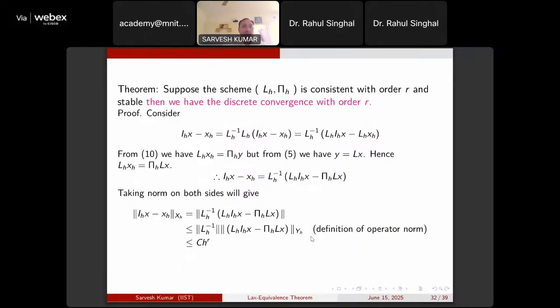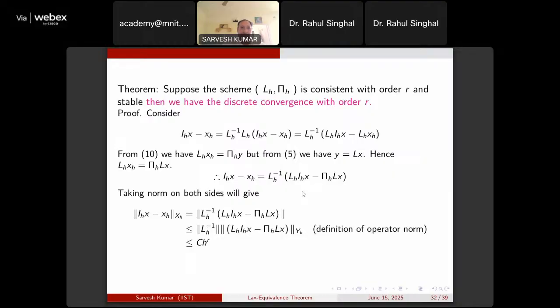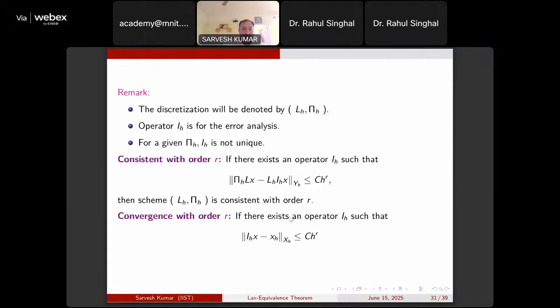So now suppose your LH, PIH is consistent with order R. That means they must satisfy this equation, right? And the scheme is stable. Then we have the discrete scheme with convergence order R. How? It's straightforward to prove it. We want to prove that now this should happen: IHX minus XH should be of order R.